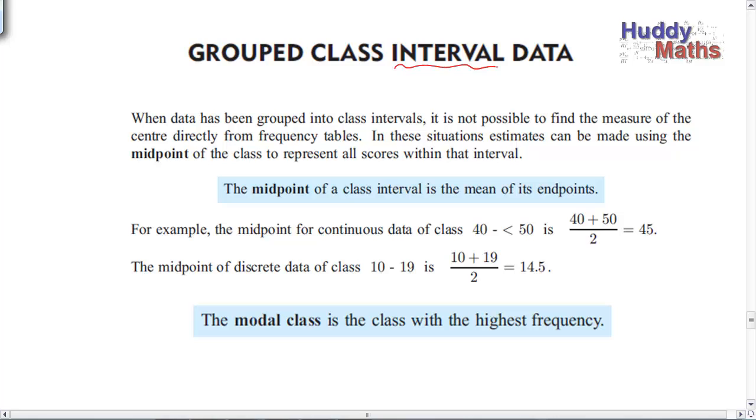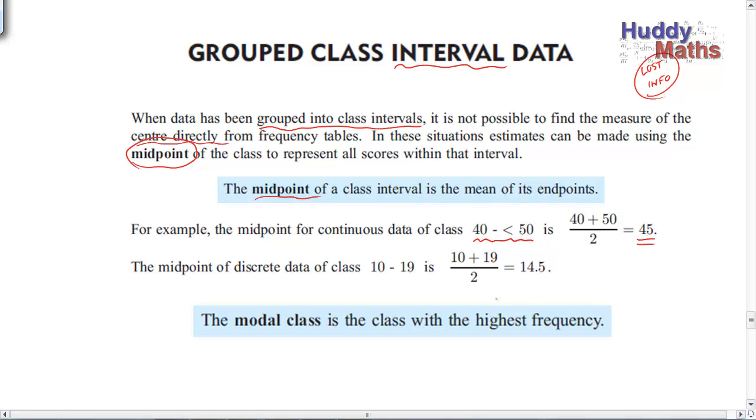This is continuous data now. So what we're going to do, when you've grouped it into class intervals, it's not possible to find the measure of the centre directly, is it? You've lost the original data. So you've lost information, remember, when you're grouping, because you put it into groups. So what we're going to use is an estimate of the original data, which is the midpoint. So you find the average of the two ends. So in a group like this, 40 but less than 50, you have 40 plus 50 divided by 2, the middle point is 45.